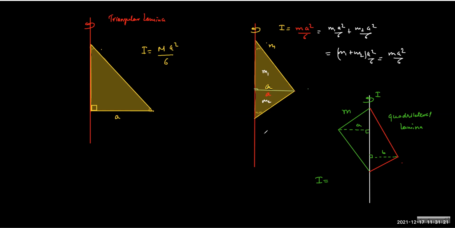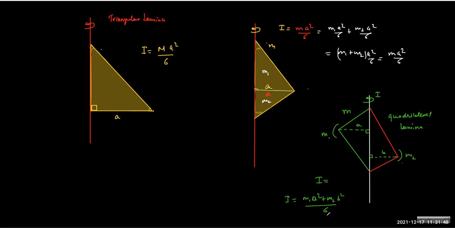In the case of a lamina, the mass will be proportional to what? Area. Area, exactly. So now think in terms of area. Let's call the entire mass on the left M1 and on the right M2. Now your answer is obvious. So you can say (M1 A square plus M2 B square) by 6. So far, this is the answer.